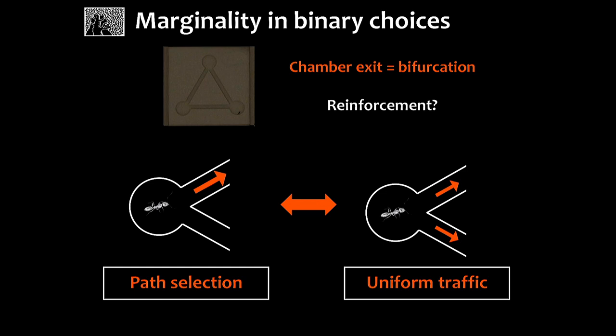The second one is marginality again in the binary choice. Like I told you, when the ant is exiting the room, it's facing a binary choice, right or left. And we look at that to see if there is a reinforcement in the behavior of the ant. And so we will see if we can observe path selection. This means that after a while, the ant, when it's exiting the chamber, will only use the same corridor, or we observe a uniform traffic. It will use both the same way, or do we have something in between?